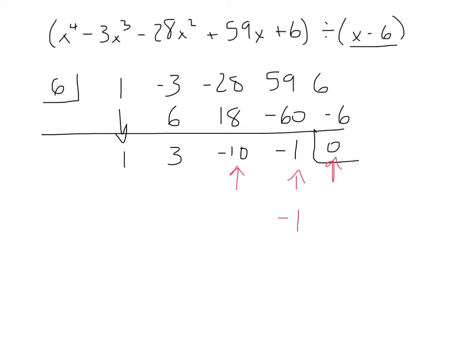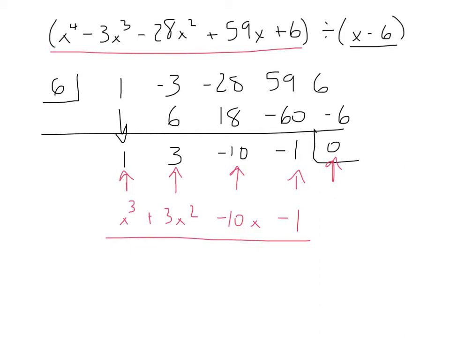My linear coefficient is negative 10, so I've got negative 10x. Then my quadratic term has a coefficient of 3, so that's 3x squared. And my cubic term has a coefficient of 1, so I've got x cubed. So what that's telling me is that this whole thing up here divided by x minus 6 results in the polynomial x cubed plus 3x squared minus 10x minus 1. Isn't it nice how easily that works?